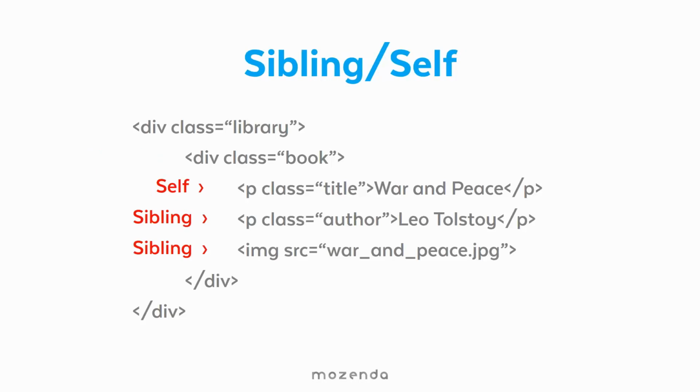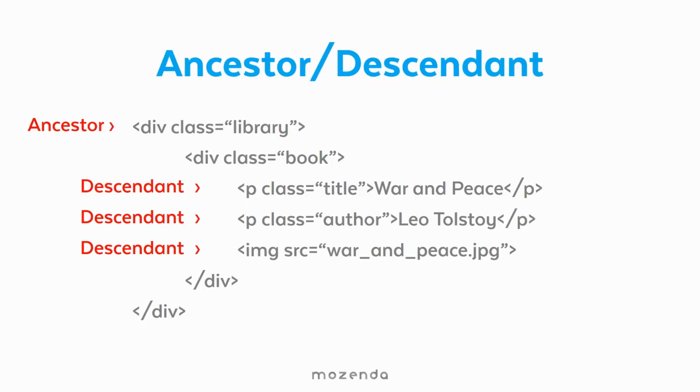Next, we have the sibling and self. If in this case the first P or paragraph tag is currently selected, the other elements belonging to the same parent are its siblings. And self simply references the current element. And we'll see examples of that later on with Kenneth.